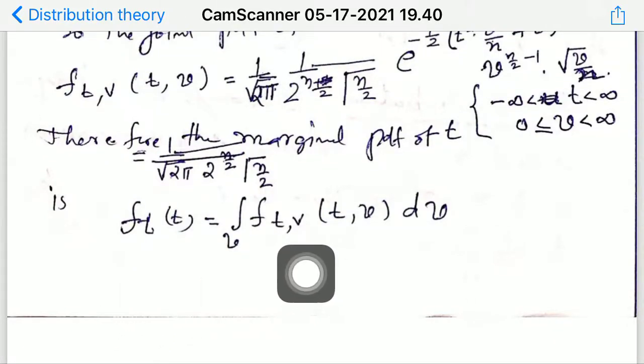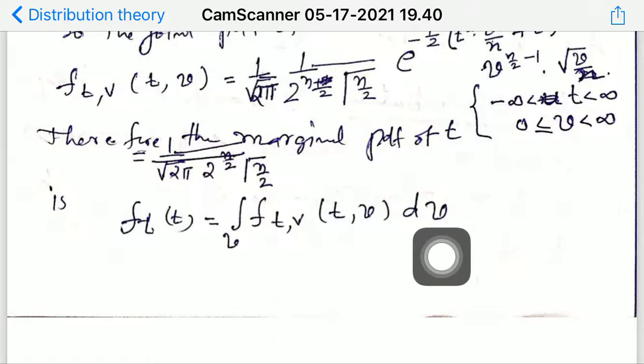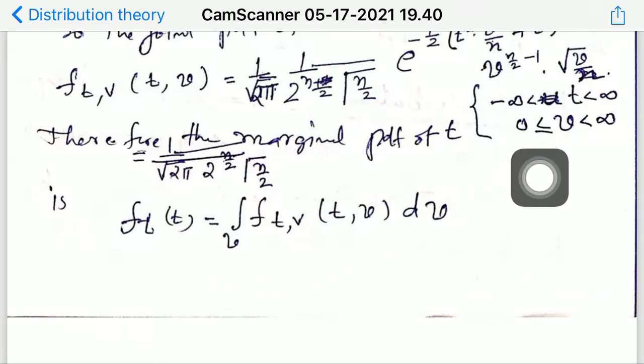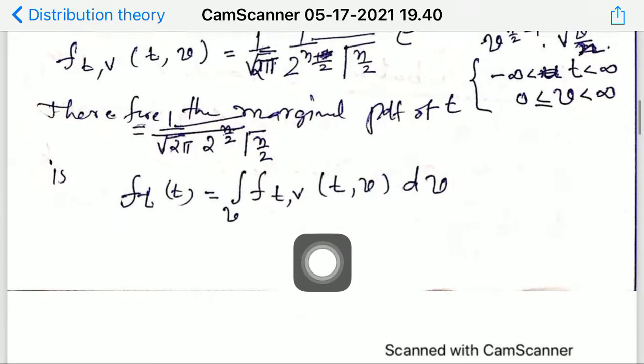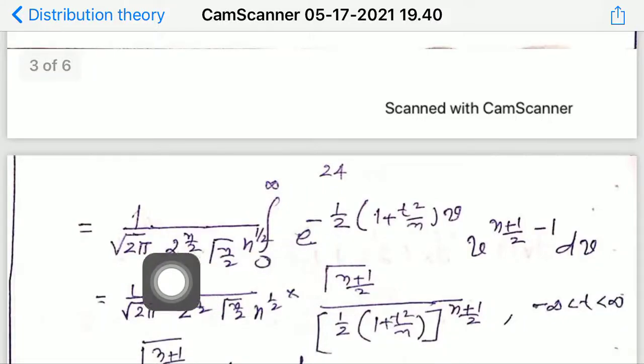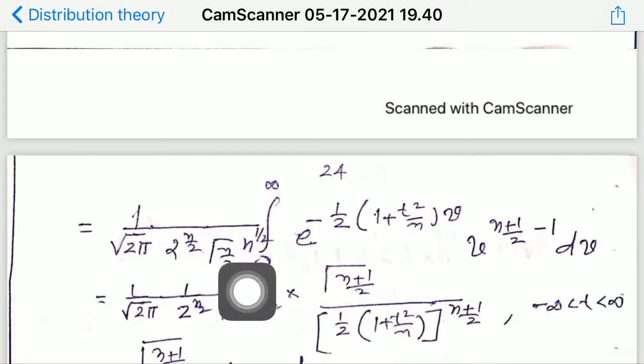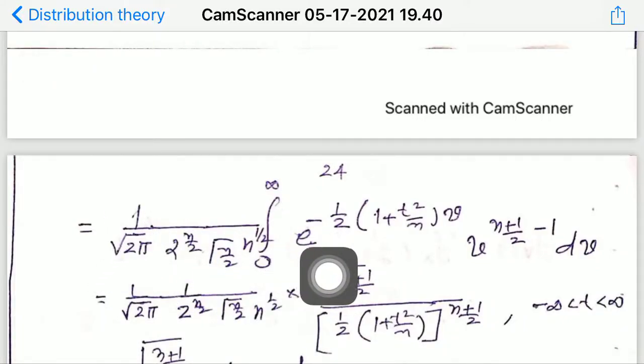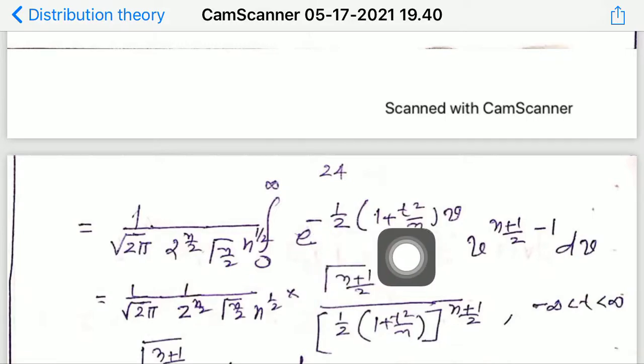It is the joint PDF, integral of the joint PDF with respect to v over the range v, that is over the range 0 to infinity. So you will have a constant you can take out, then integration 0 to infinity e to the power of minus 1 by 2 into 1 plus t square by n into v.